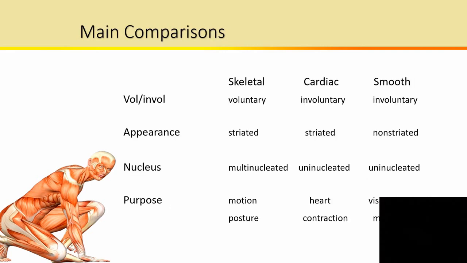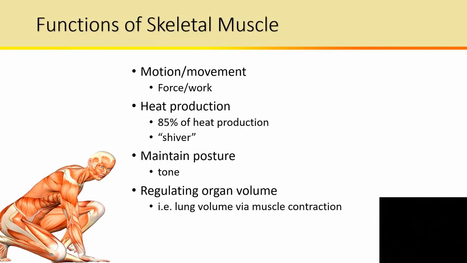So this is a chart we saw before, looking at the major differences between skeletal, cardiac, and smooth muscle. We had this in the lab when we talked about the different types of muscle. So I really don't want to spend much time on this. You can look it over. It's pretty much a summary of everything we've talked about in the previous slide.